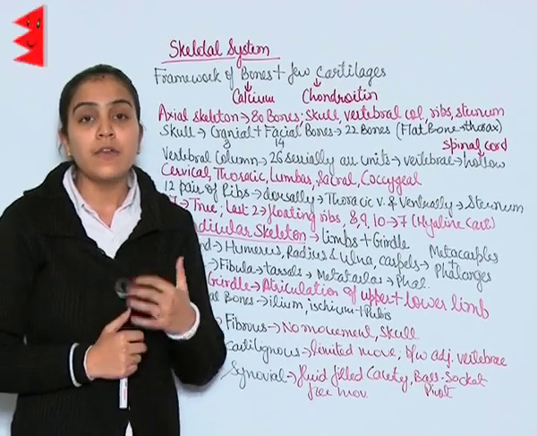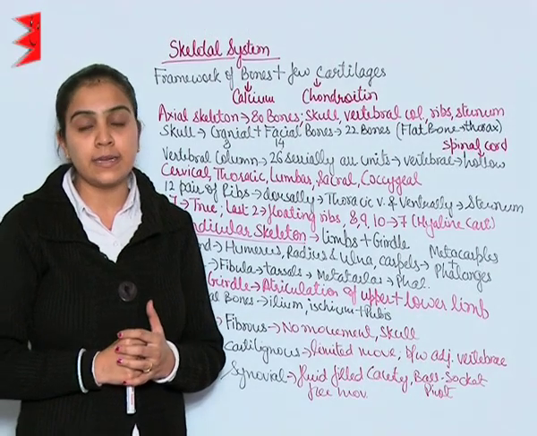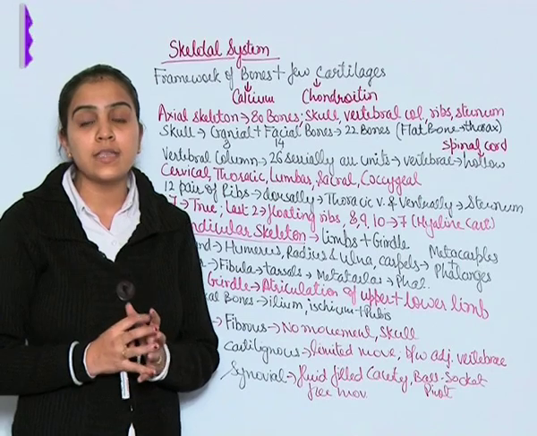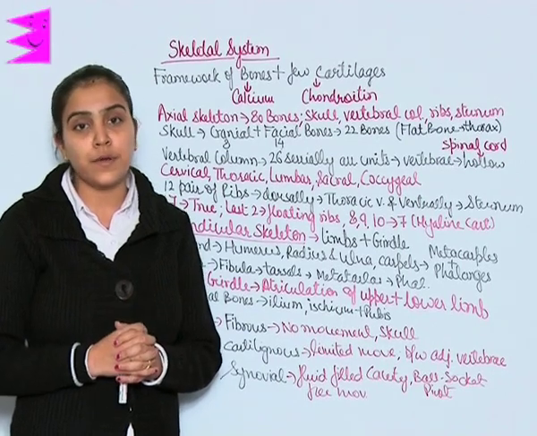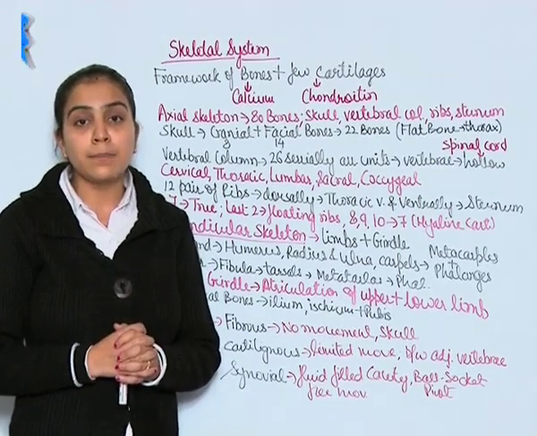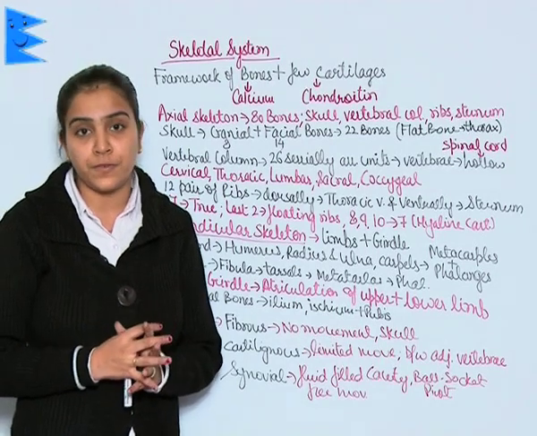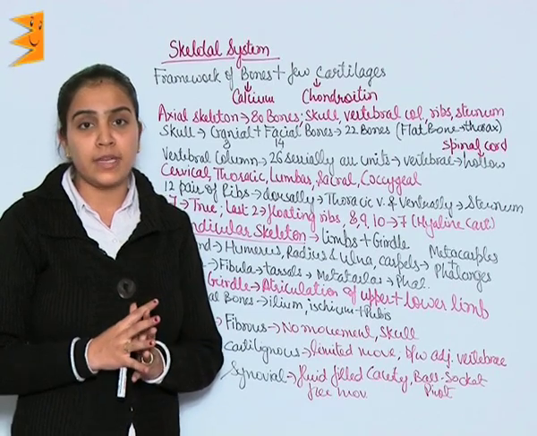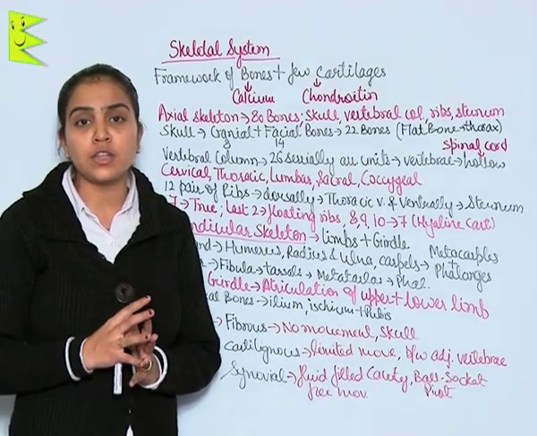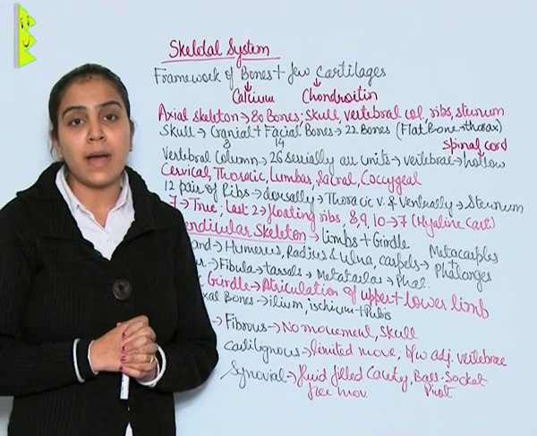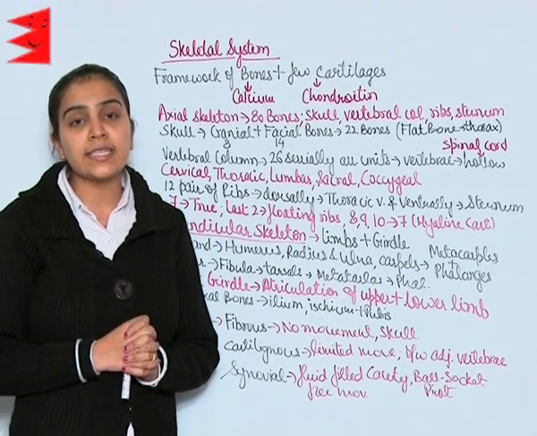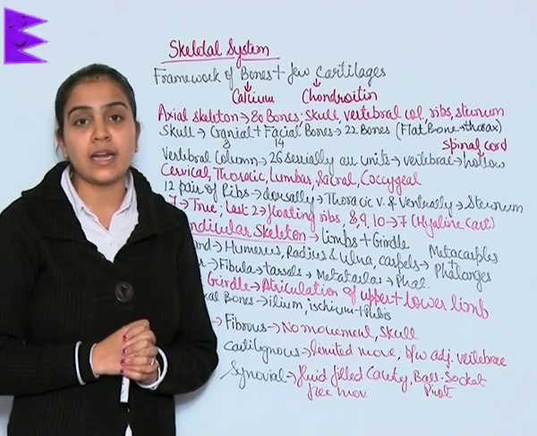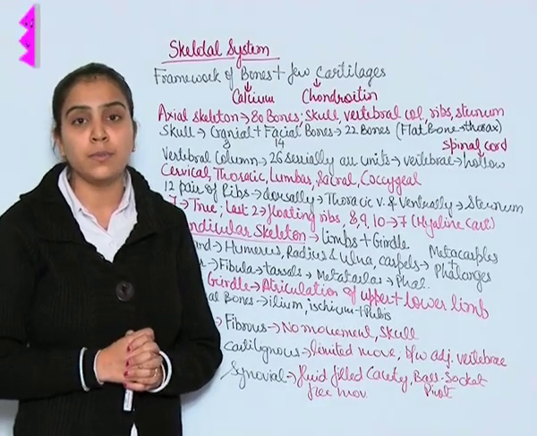Gout. When uric acid is in excess in blood and it gets deposited in the joints, it causes pain and inflammation of joints known as gout. Muscular dystrophy. It is a genetic disorder which leads to aging and deterioration of skeletal muscles. Myasthenia gravis. It is an autoimmune disease in which the muscles are attacked by the body's own immune system.